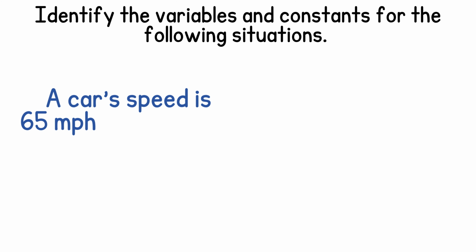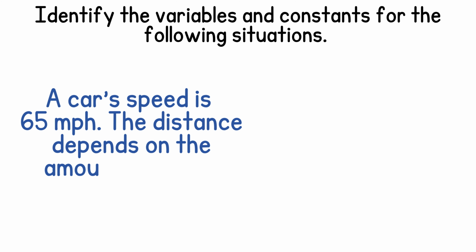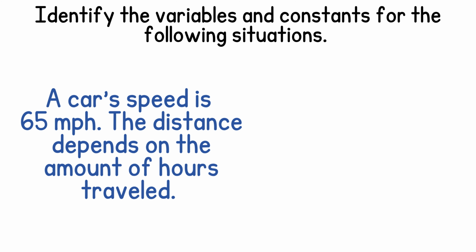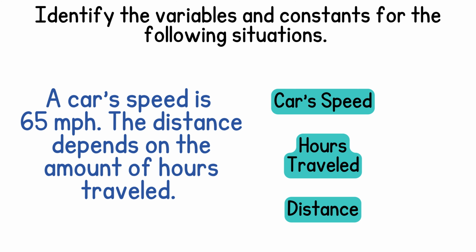Here's another one. A car's speed is 65 miles per hour. The distance depends on the amount of hours traveled. This time we'll look at the car's speed, the hours traveled, and the distance. Let's start with the car's speed. We know that it's going 65 miles per hour, and this won't change. So this is a constant, and we know the value is 65 miles per hour. Now let's look at the hours traveled. Since we can change how long we drive, this is a variable, so we'll call it h for hours.